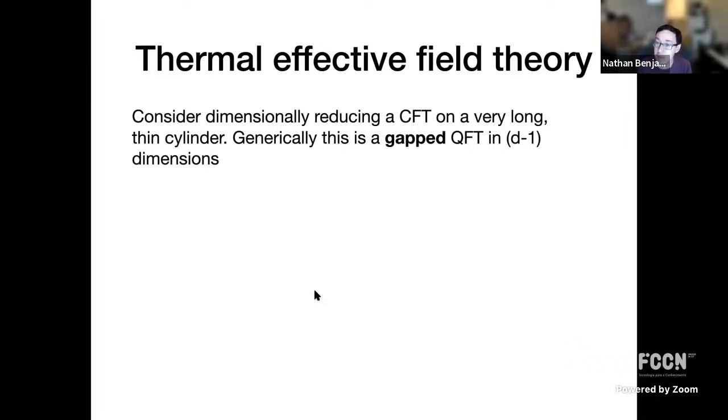And generically, this is going to be a gapped, massive quantum field theory in one fewer dimension. The reason this is generically gapped is that there are no parameters we can tune in this problem. This is a CFT, so all length scales are the same. So the only parameter we have is beta, the length of this circle, which we set to be very small. There's nothing to tune. So generically, we're going to get a massive quantum field theory.